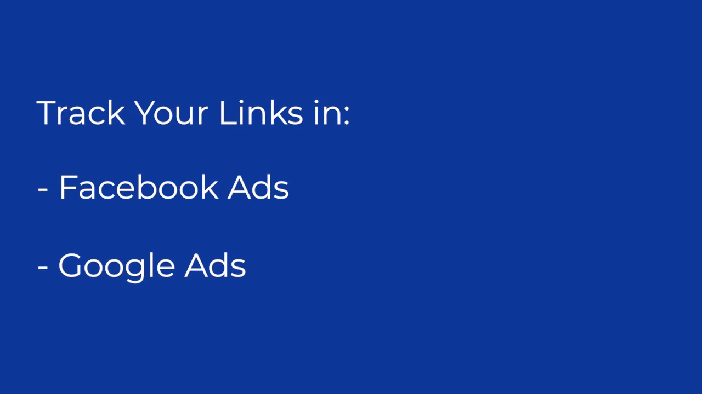So basically what this does is it makes any link in your Google or Facebook ad trackable. Basically, you want to use a UTM link anywhere that you use a link in your Facebook or Google ad. That way, again, it makes any link in your ad trackable.